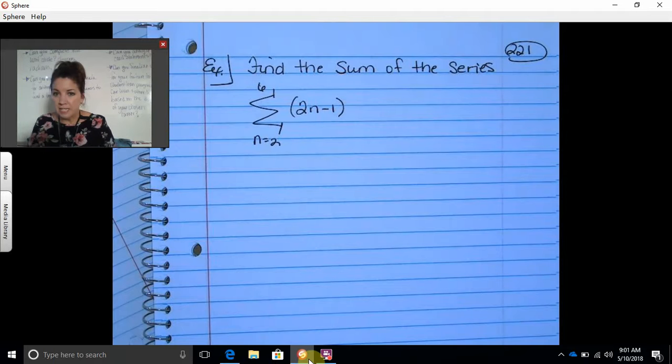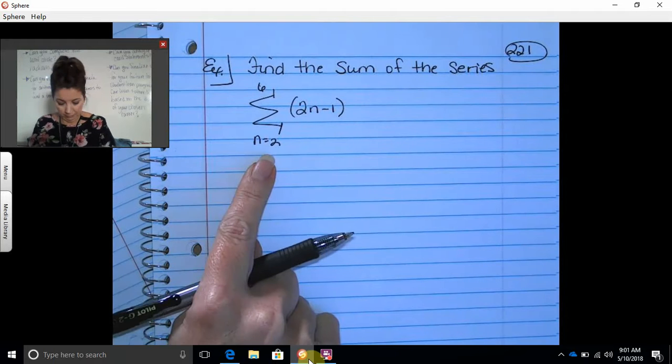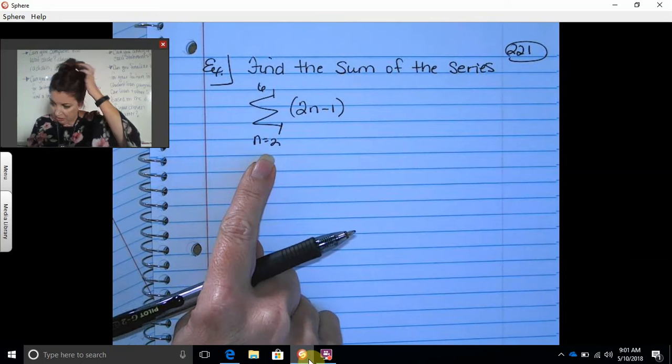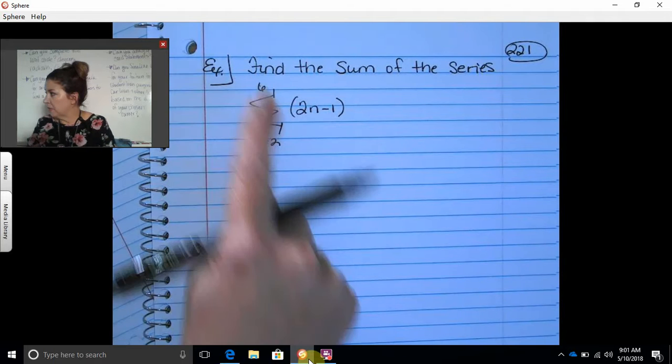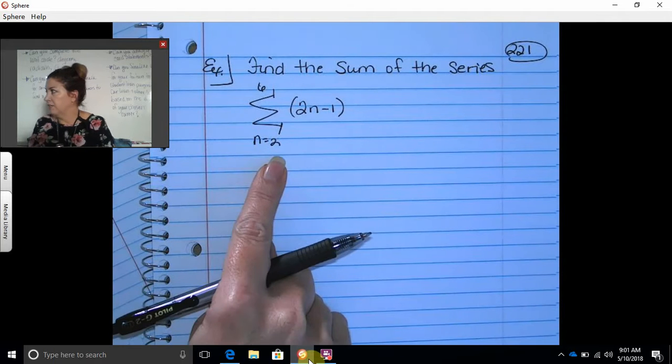So far, n has always been a 1. Oh, we had n as 3, didn't we? Yeah, in that example, when you had to find out how many terms. So in this example, how many terms are we going to have? 2, 3, 4, 5, 6, right? Remember, take your upper limit minus your lower limit and add 1. So 6 minus 2 is 4, add 1, you have 5 terms, right?